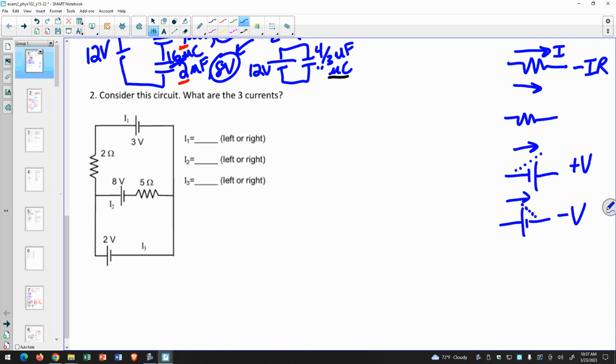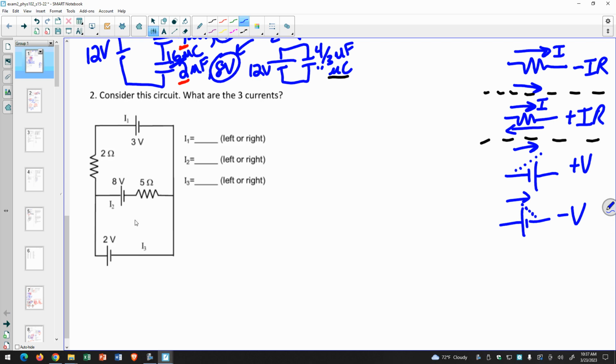If I'm going against the current, so the current is in this direction, but I'm going the opposite direction, then that change in potential is positive IR.